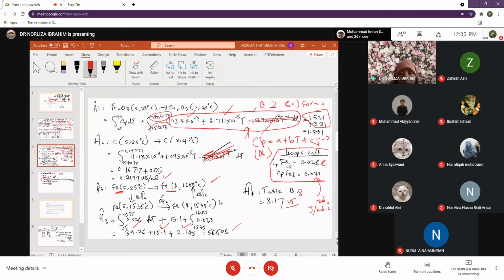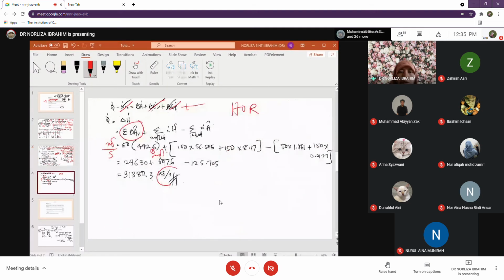When you put it in, you will get 31380.3 kilojoule per second. It's very straightforward. As long as you are able to solve the non-reactive material balance, then the energy balance of the reactive will be very simple. Any questions? No question so far.